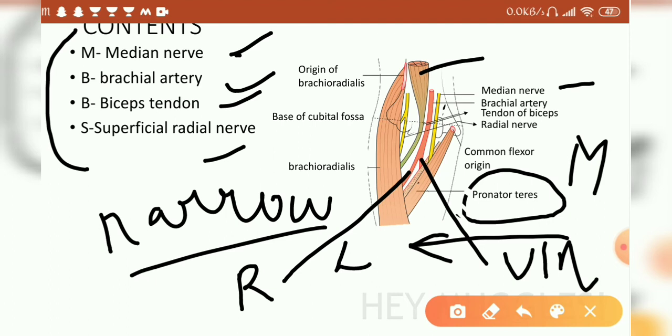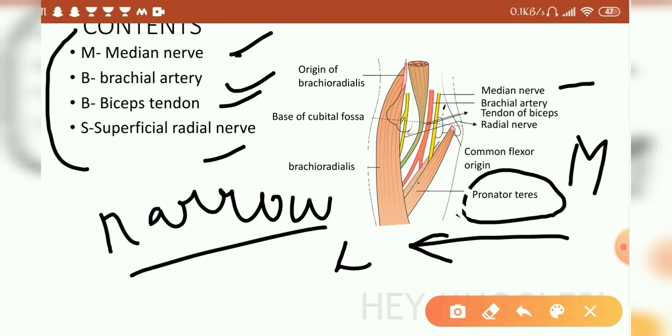So here you can see this is your radial nerve. So the superficial radial nerve passes downward under the cover of your brachioradialis muscle, and the deep radial nerve disappears in the supinator muscle. Supinator muscle is also not visible in this diagram, right? So okay, just a minute.